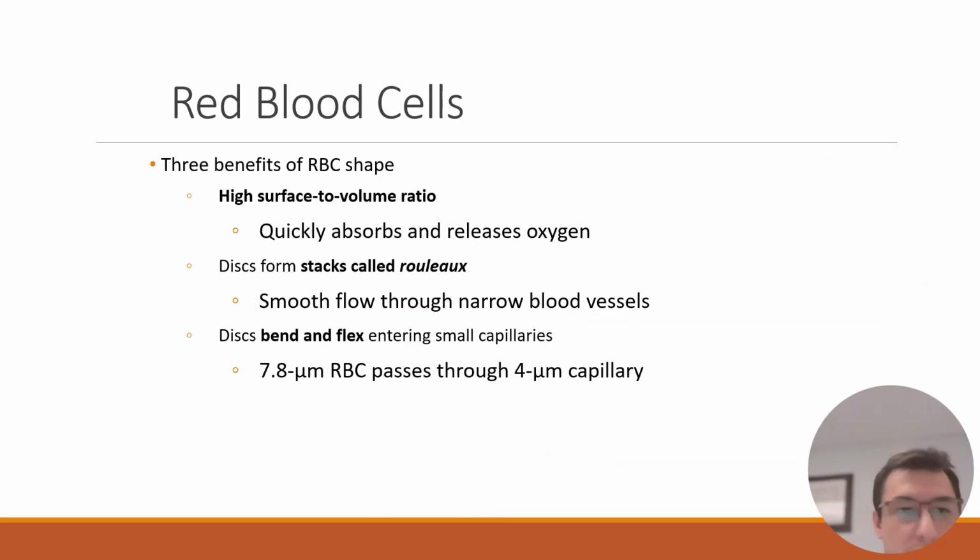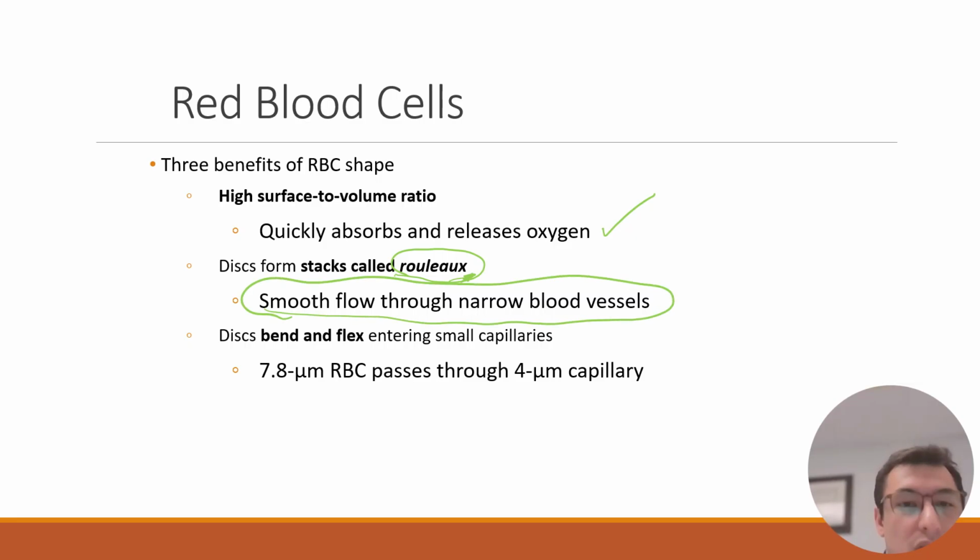Okay, so red blood cells, remember that they are very small, very flexible, and biconcave, with a high surface to volume ratio, and this allows them to quickly absorb and release oxygen. They can stack onto each other, forming something called a rouleau. This allows them to go through narrow vessels. Because of this shape and the stacking form, their movement is very smooth, even through very small vessels.